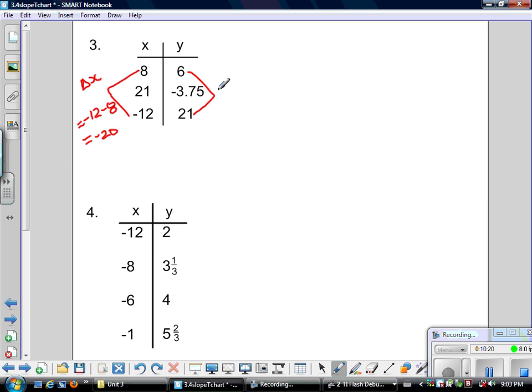And my delta y's, I'm going to have 21, take away 6. So we know we're going to have 16. Oh, sorry, that's not right. We're going to have, get back here, pen, 15. Okay, and now I can calculate. So my slope equals delta y over delta x.